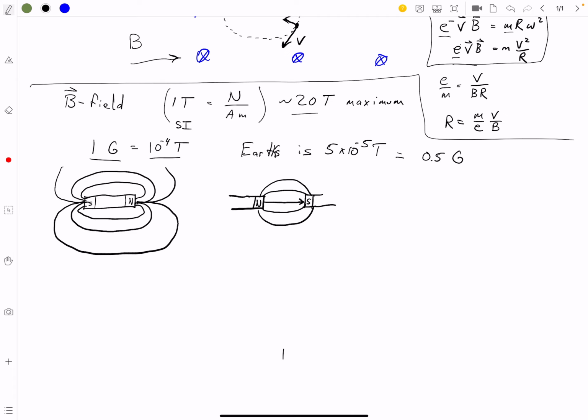Okay, we did that already. However, I didn't say, let's go back up here and say what our period of rotation would be. If we were using omega, we'd end up with a period of rotation where we've got the mass of the electron and we're dividing it out by the charge of the electron and the B field.